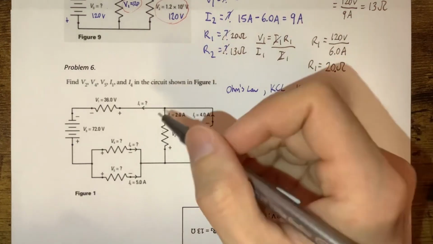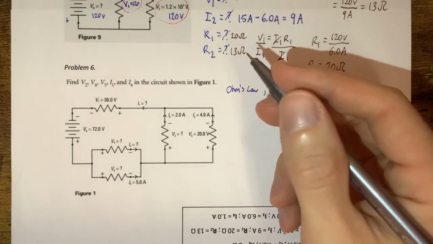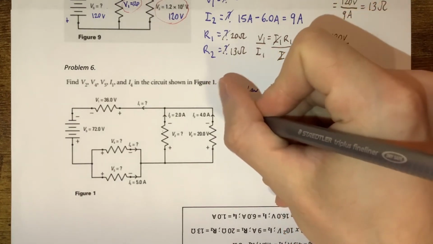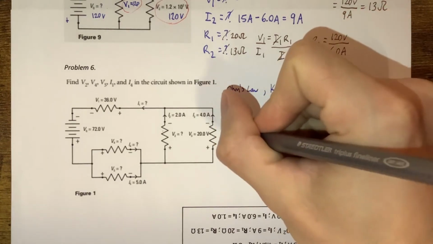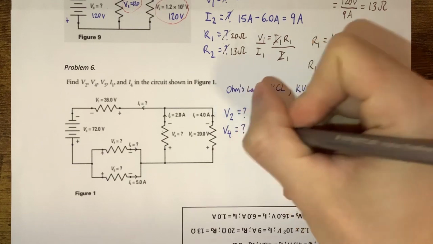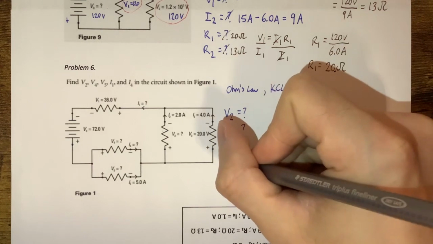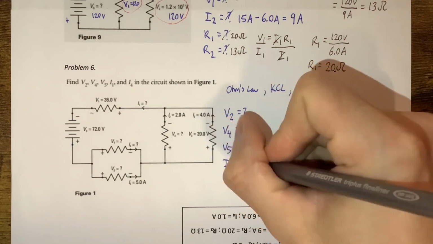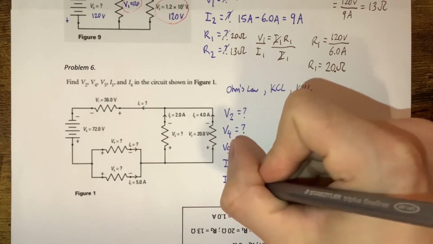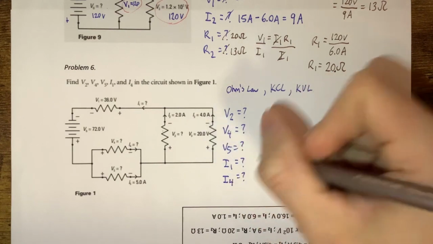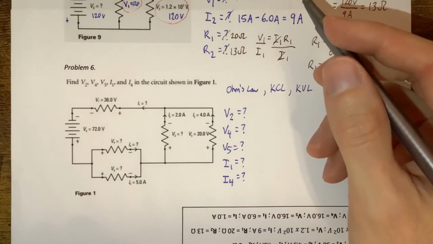All right, so there's a whole bunch of stuff here. So it's like, how do we even begin? Okay, so let's list out what we gotta find. So we have V2 question mark. We have V4 question mark. V5 question mark. And I1. And then I4.